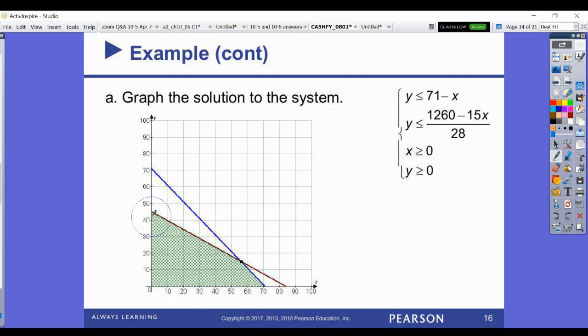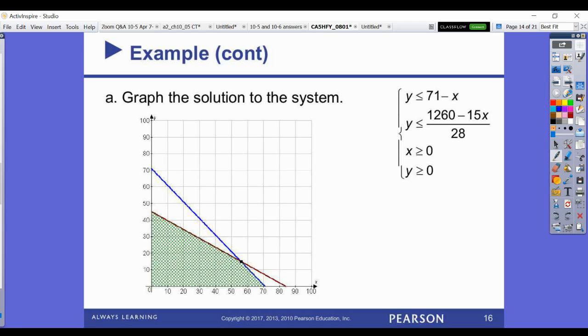I can't buy 71 mid-sized cars because I don't have enough money for that. So I can do that. I can't buy 83 compact cars because I can only buy 71 cars. So I'm stuck in this region right here.